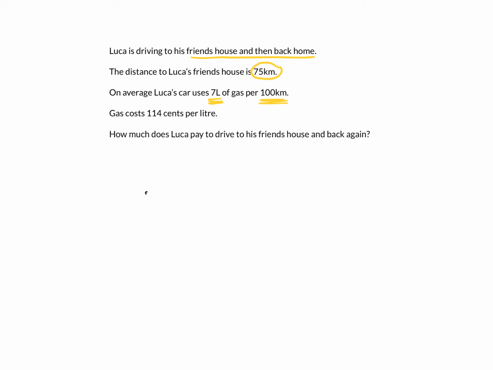Let's write that down. For every 7 liters of gas, he drives 100 kilometers. This is important information. Gas costs 114 cents per liter. So that would be $1.14 per liter. Okay, we have to figure out how much does Luca pay. So how much is he going to spend to drive to his friend's house and back again?